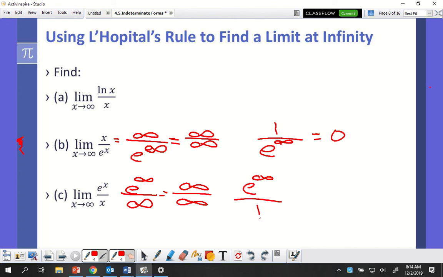Infinity, right? E to the infinity. What does that go to? It goes up to infinity, right? As those numbers keep getting bigger, this thing just keeps going up to infinity.